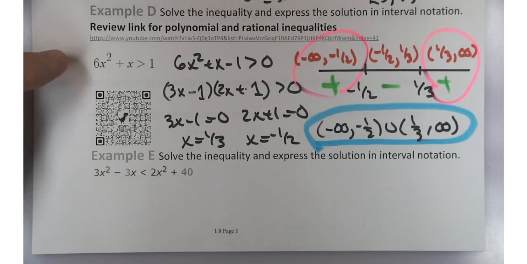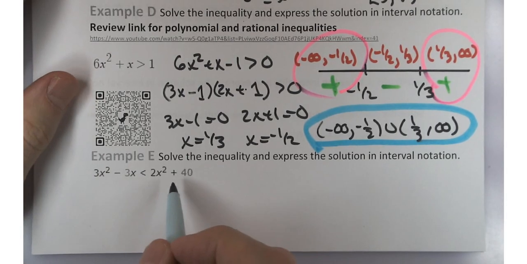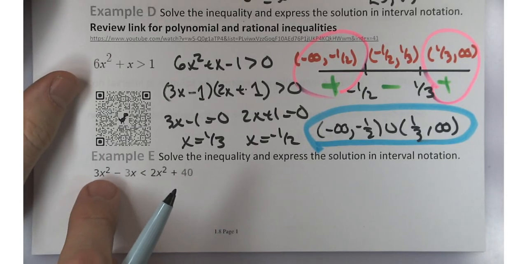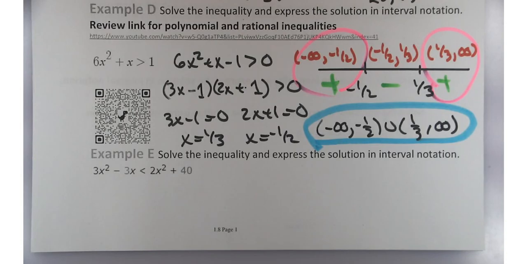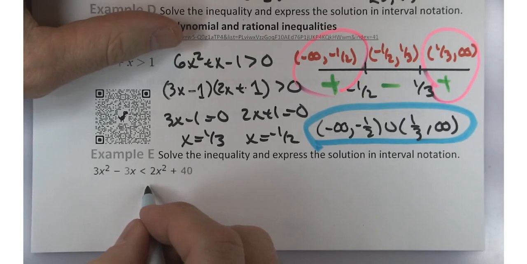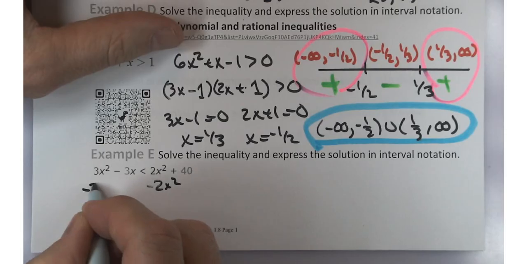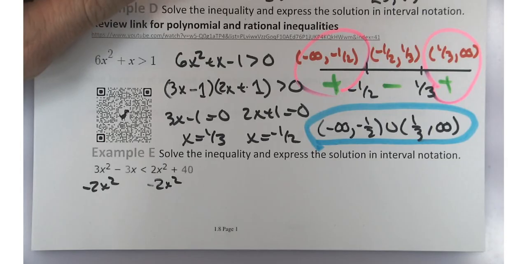The first thing I did with example D was I got 0 on one side. I'm going to want to get 0 on one side again. This time, I have to decide, well, where do I want to put the 0? Personally, I'd put it over here because the 3x squared term is bigger than the 2x squared term. That way, I'll have a positive coefficient of x squared. How could I get rid of this from the right-hand side? Minus 2x squared. Yeah, subtract 2x squared. And then I've also got to get rid of the 40. So I'll subtract 40.